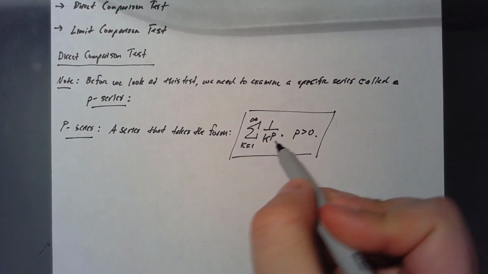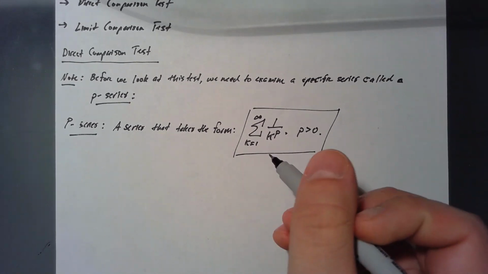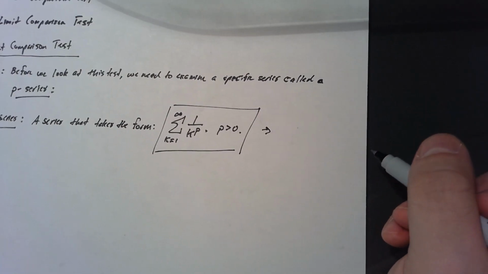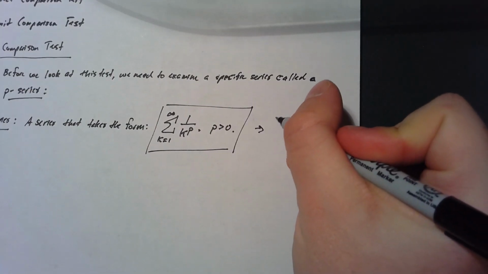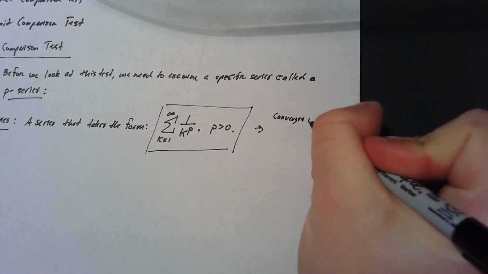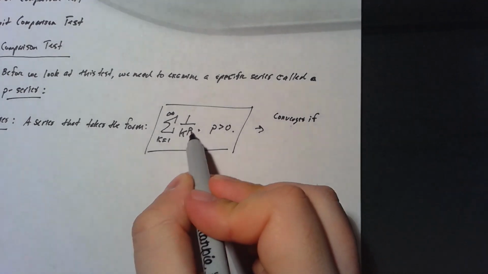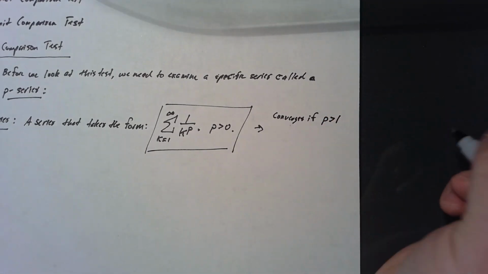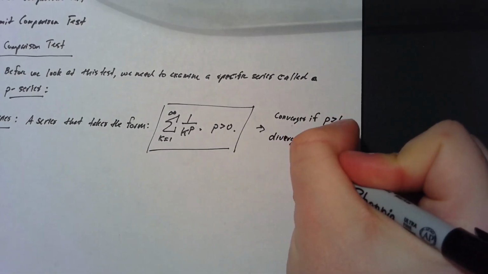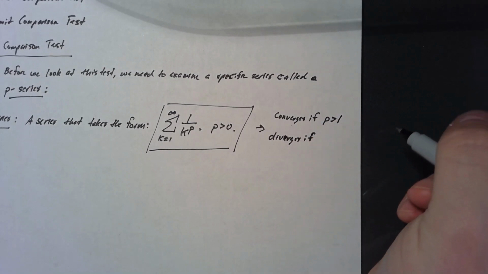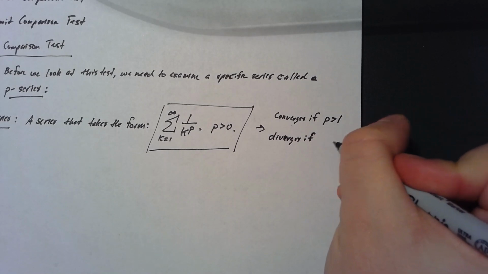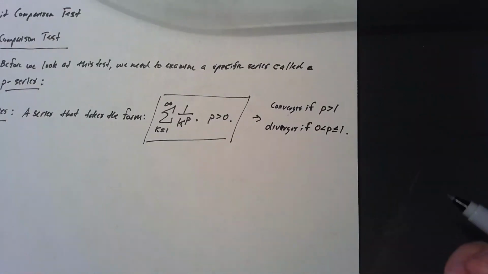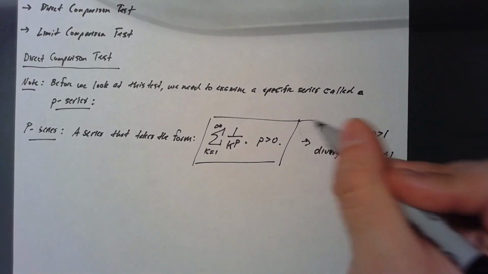So we know this about a P-series. It converges if the value of p, so the power of this variable down here, is greater than 1, or it diverges if p is less than or equal to 1 and greater than 0. So this is the important stuff you need to know about a P-series.